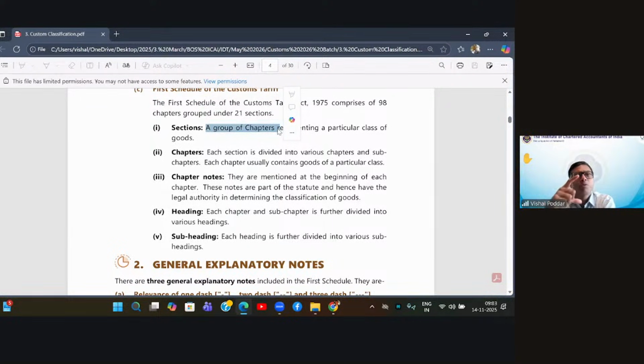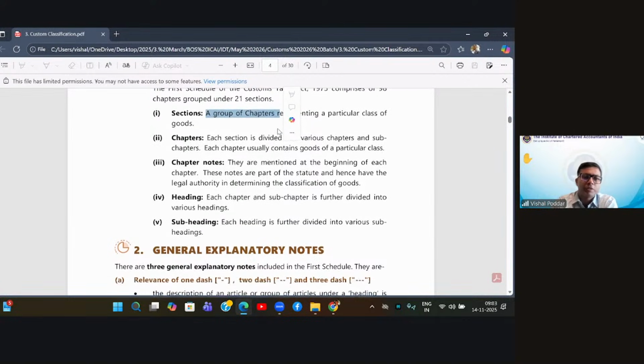And every part has a few chapters which are similar. So here we have 21 sections. Each section has some number of chapters. So just keep our indirect tax module in front of your eyes. Now, each section is divided into chapters and subchapters, and each chapter contains goods of a particular class. Every chapter has goods belonging to a particular category. That is how chapters are made.